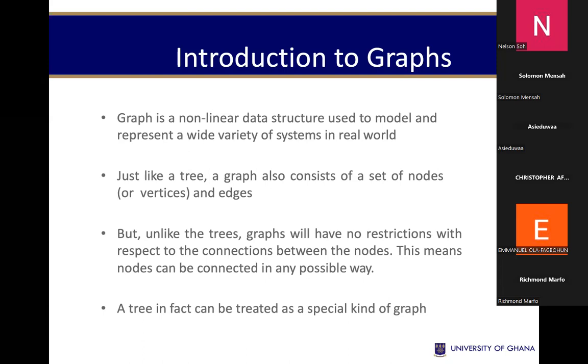Unlike the trees, graphs have no restriction with respect to the connections between the nodes. This means that nodes can be connected in any possible way at all, right? The relationship between a tree and a graph is that a tree can be treated as a special kind of graph, right? So as we move on, we look at that type of graph and we'll be able to understand that, okay?